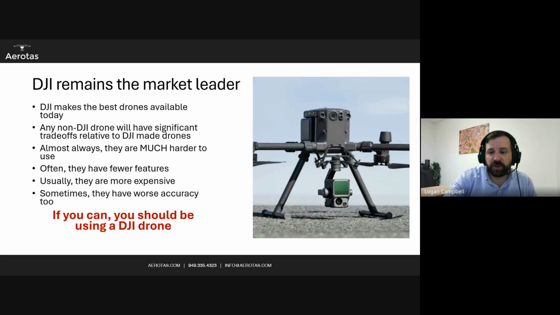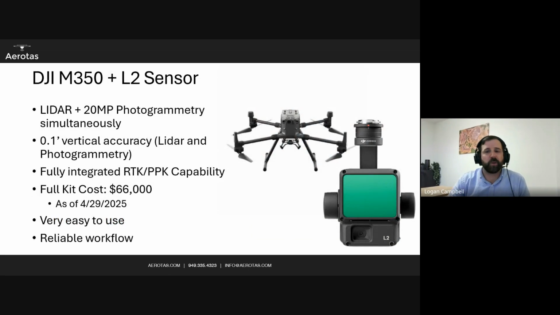So let's jump into it, though. DJI, their main hardware, which quite frankly is our favorite, and we see a lot of our customers using it a ton, is the M350 drone and the L2 sensor. LiDAR and photogrammetry simultaneously, which is the workflow we prefer. If you are going to fly LiDAR, fly it in a single flight with LiDAR and photogrammetry simultaneously. This drone, as well as numerous others, can do that. Fully integrated, easiest to use.